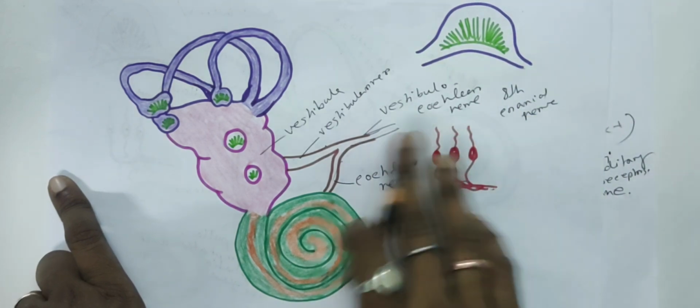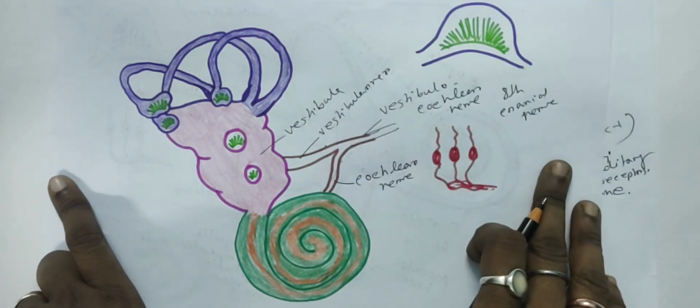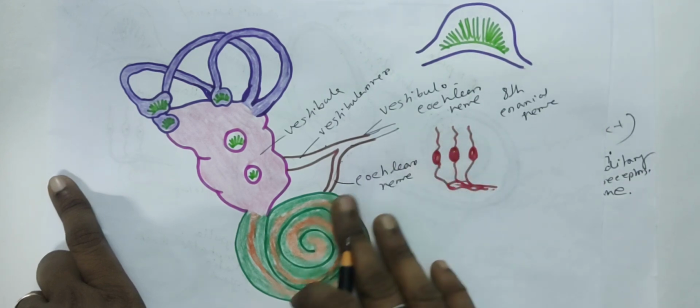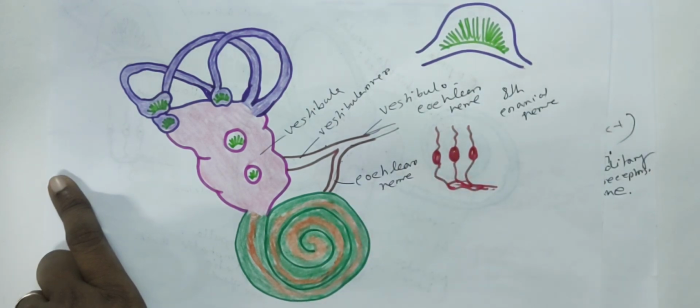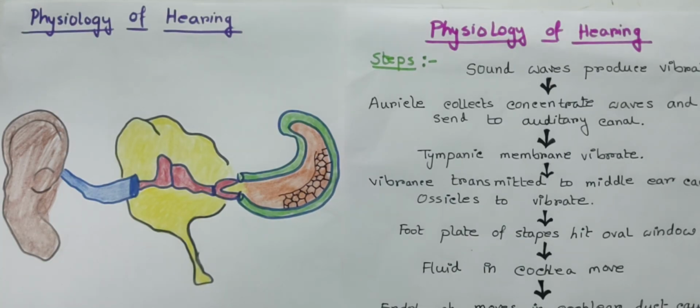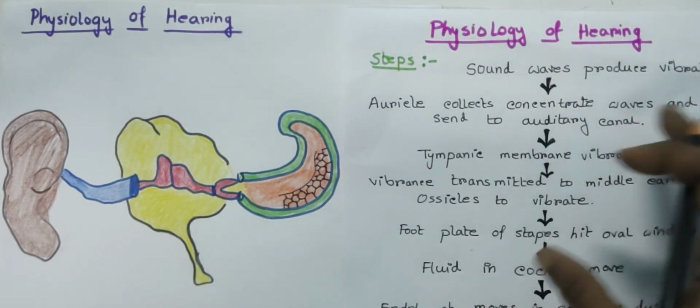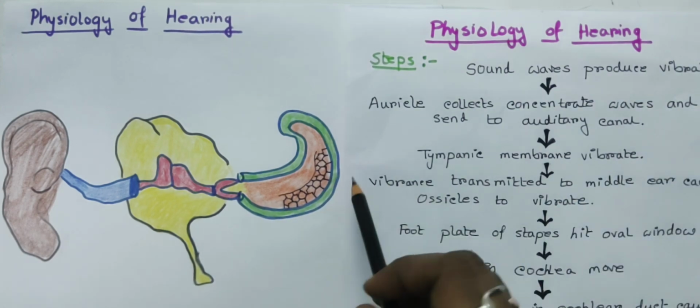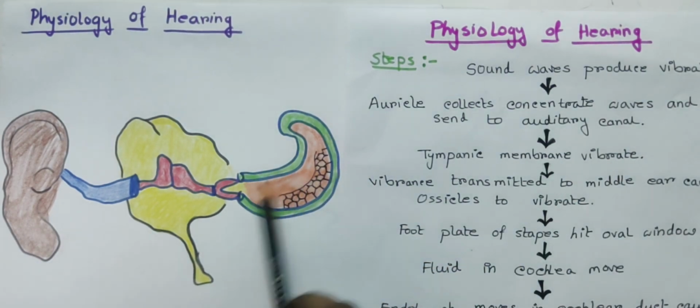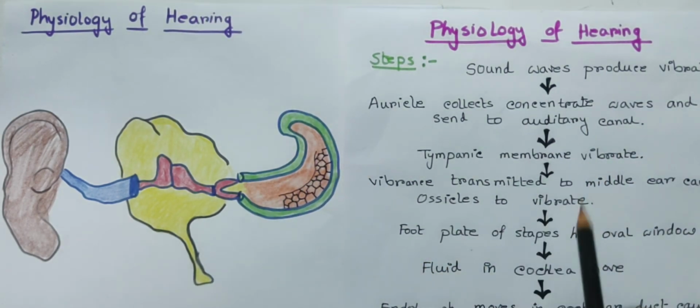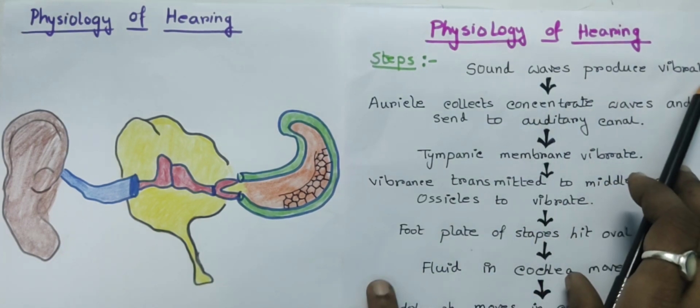Okay. So these are all about the structures of the inner ear, middle ear and outer ear. Let's come to the physiology of hearing. Physiology of hearing is how we can hear sound. There are steps followed in the process. I am showing you the diagram parallelly. The first step is sound waves produce vibrations.